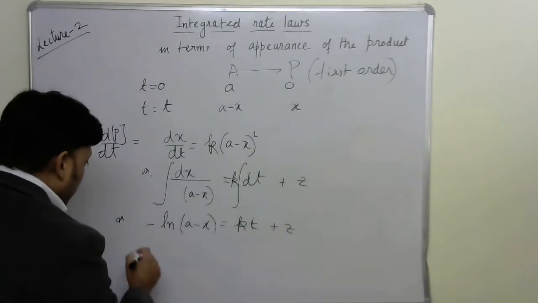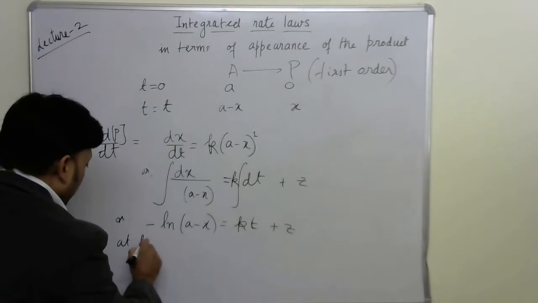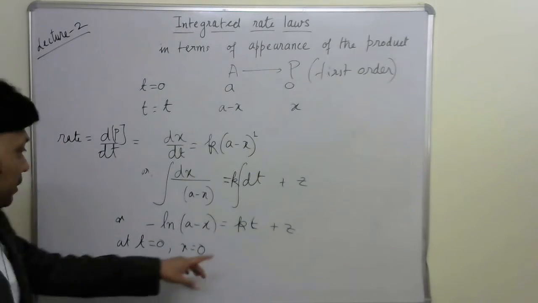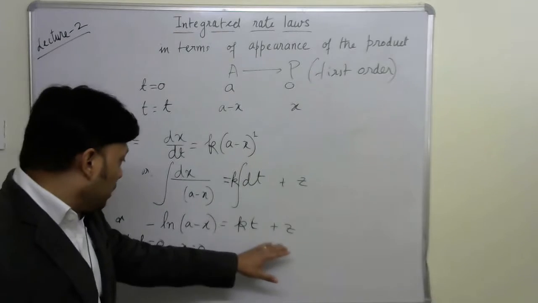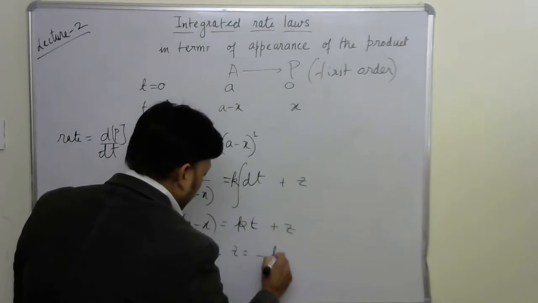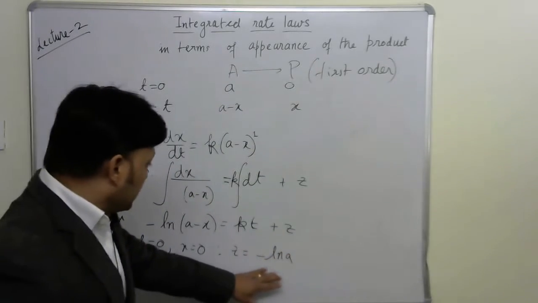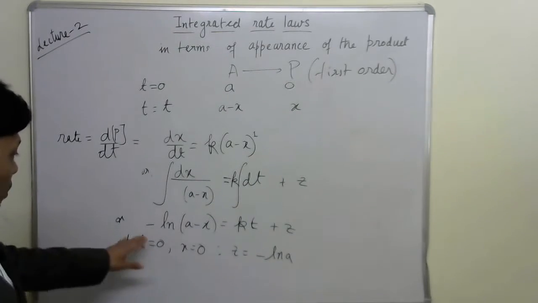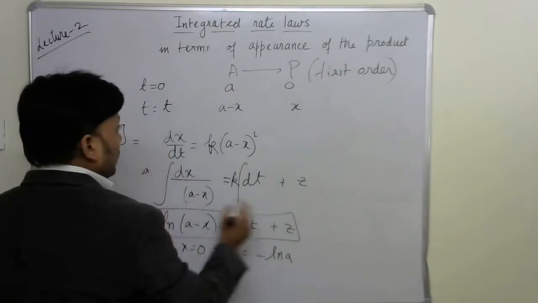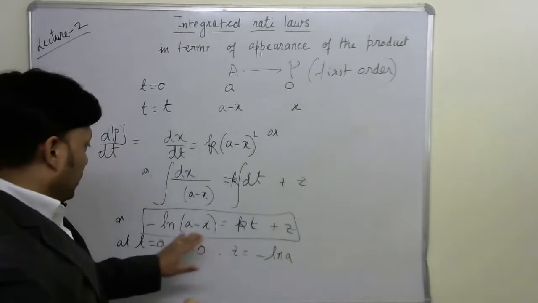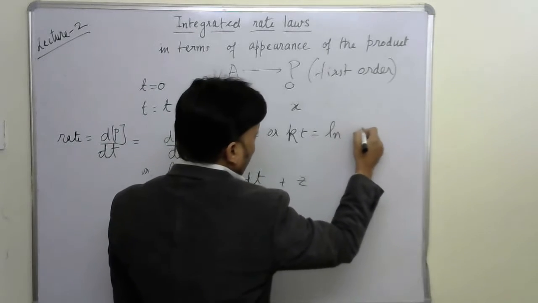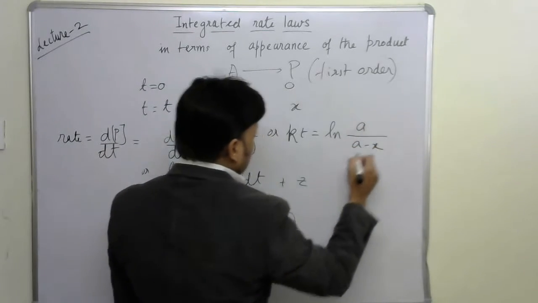To find the value of z, we put that at time t equal to 0, x is equal to 0. So in this equation, if you put t equal to 0, we get z is equal to minus natural log of a. Once we get that, we can rewrite this equation once again. We can directly write kt is equal to natural log of a divided by (a minus x).